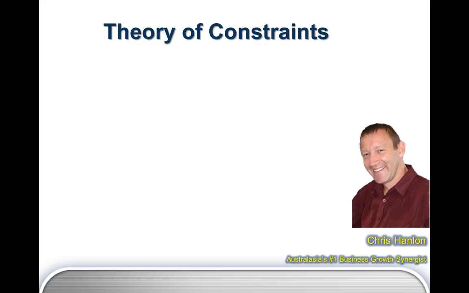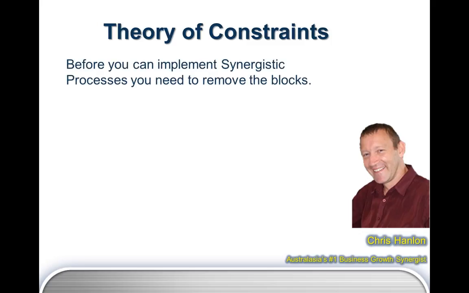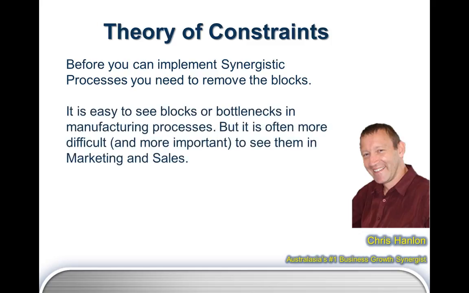Okay, so theory of constraints. Now this is important. This doesn't really link specifically to synergistic processes, but this is something you've got to make sure you've got beforehand. Before you can implement synergistic processes, you need to remove blockages in the system and in your current processes. It's easy to see these blocks or bottlenecks in a manufacturing process, but it is often more difficult and more important to see them in the marketing and sales processes.